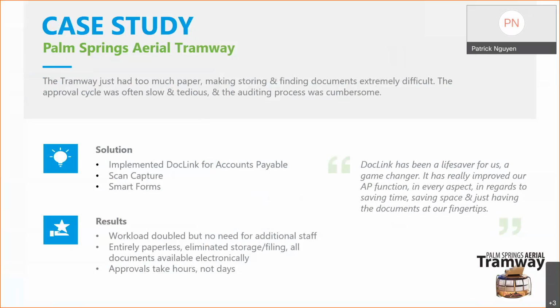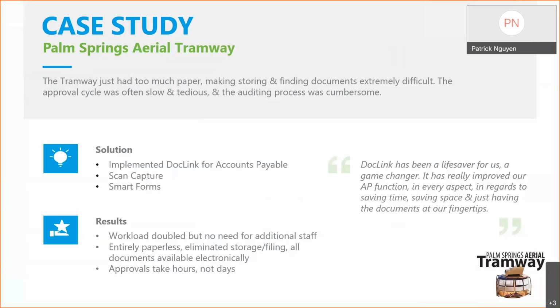So the issues they had was storage of paper invoices, too much paper, making storing and filing documents extremely difficult as they grew. Additionally, the approval cycle time was often slow and tedious, requiring staff to physically be in the office to move the paper through the approval process. And the auditing process was grueling. Finding all the required documents that the auditors were requesting was time-consuming and took a lot of effort from their staff.